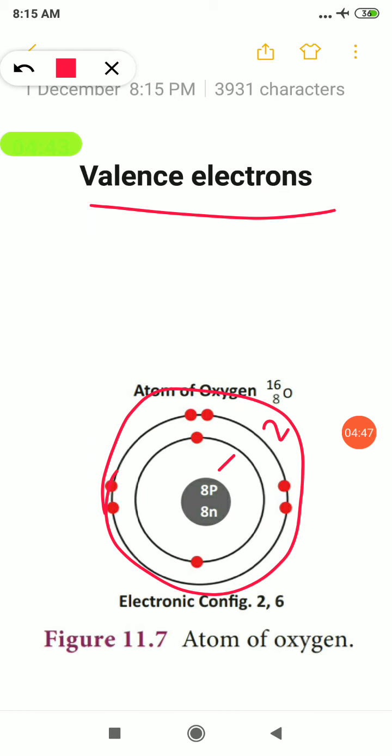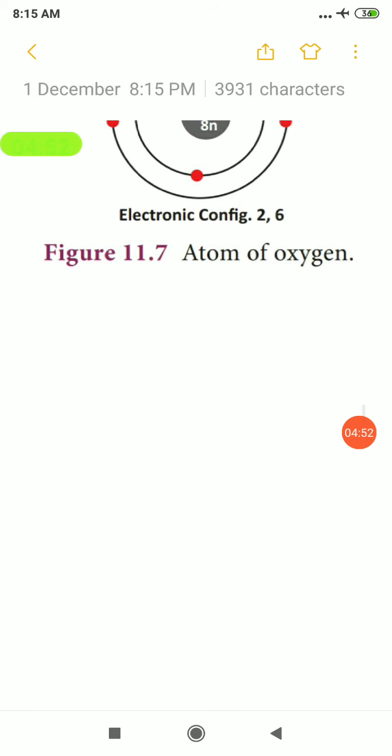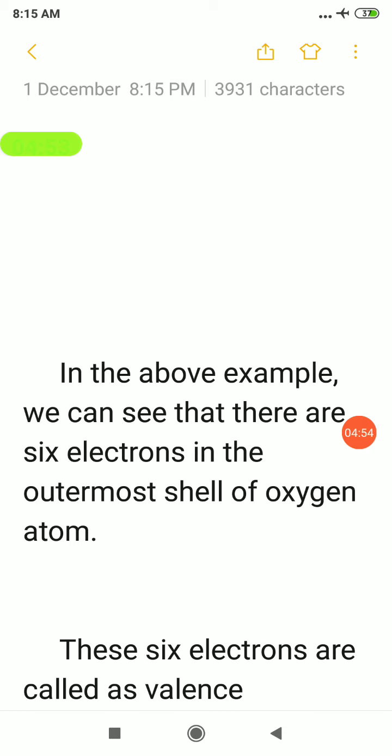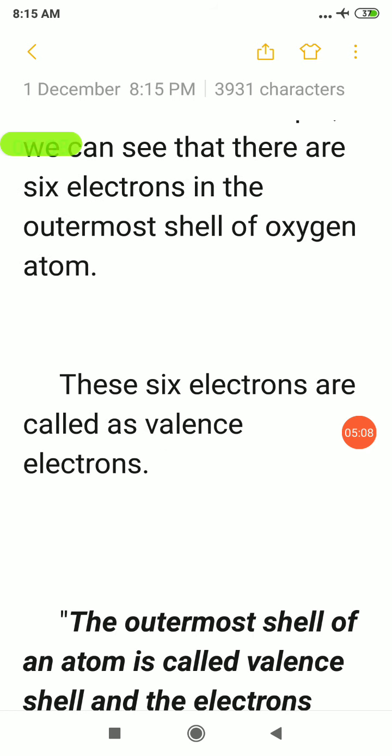Okay? So this is the concept we are going to discuss now. In the above example, we can see that there are 6 electrons in the outermost shell of the oxygen atom that I have explained to you. 2 electrons are present in the first shell, whereas 6 electrons are present in the second shell. These 6 electrons are called valence electrons. So dear students, in this way we can calculate the valence electrons for any atom.